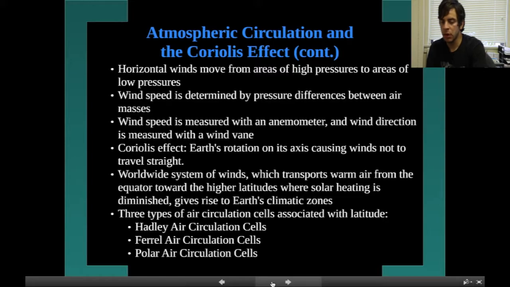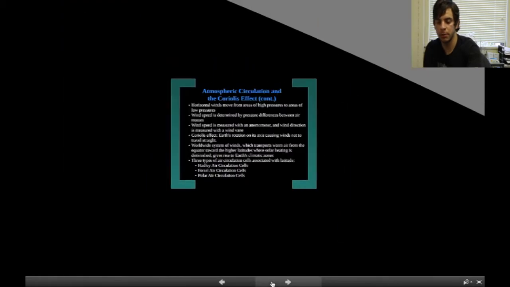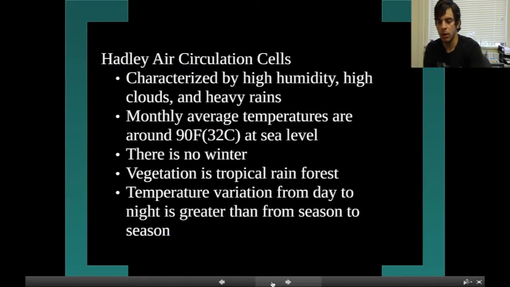There are 3 types of air circulation associated with latitude. Again, they are associated with their latitude with respect to Earth. Hadley air circulation cells, Ferrel air circulation cells, and polar air circulation cells. And we're going to talk a little more about each one of these. First is Hadley air circulation cells.